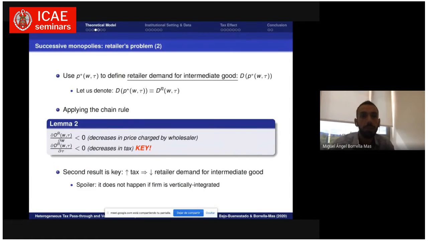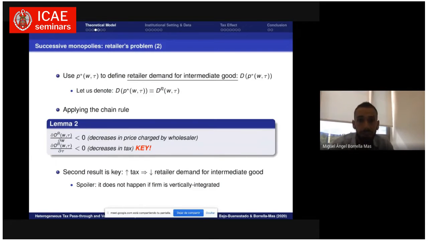Then we focus on the upstream firm. We use this P star WD, and we define the retailer's demand for the intermediate good as dR for the sake of simplicity. Applying the chain rule, it is straightforward to show that this function decreases both in the price charged by the wholesaler and also in the tax tau.